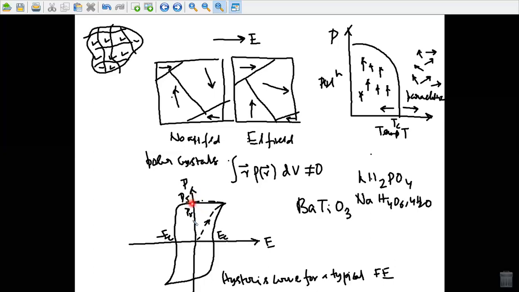At the remanent polarization, our electric field is zero. It comes to minus EC, where our polarization becomes zero. It goes back. Then at this position of minus PS, again our electric field becomes zero, and this whole process is a closed loop, which is called the hysteresis loop, exhibited by the typical ferroelectric crystals.